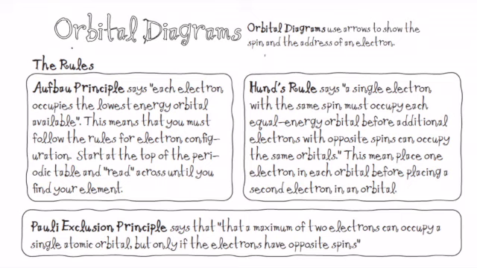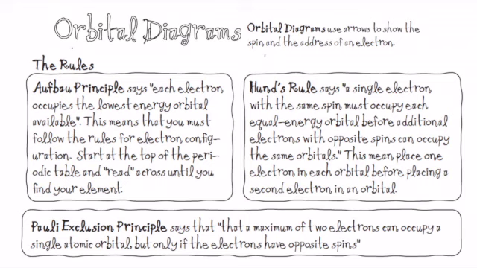Orbital diagrams. Orbital diagrams use arrows to show the spin and the address of an electron. There are three different rules. Aufbau's principle says each electron occupies the lowest energy orbital available. This means you have to follow the rules for electron configuration. You start at the top of the periodic table and read across until you find your element.